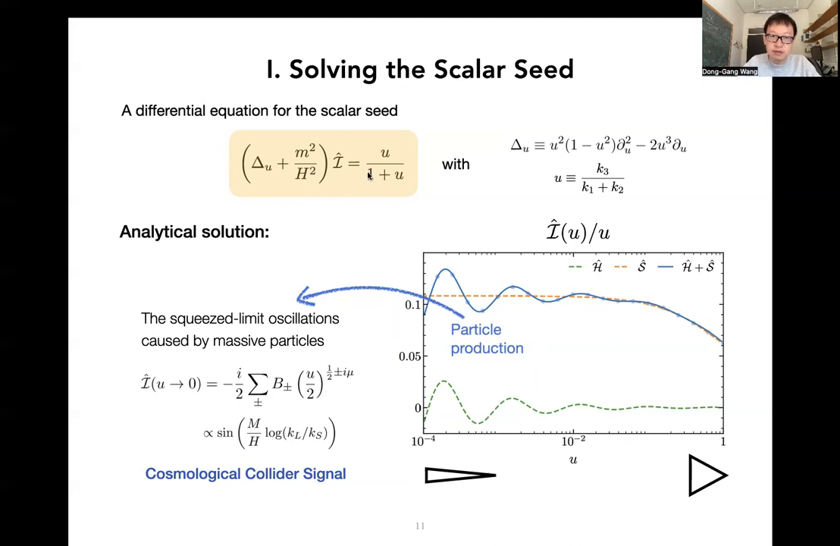And then solving this differential equation, we found analytical solutions. Here is one example of the analytical solution. And here we can see that when this u is much smaller than 1, when u goes to 0, which corresponds to the squeezed configuration of the momentum triangle, then we found this oscillatory signal due to the particle production during inflation. And this basically is the signal of the exchanged massive field. And this is the signal of the cosmological collider.